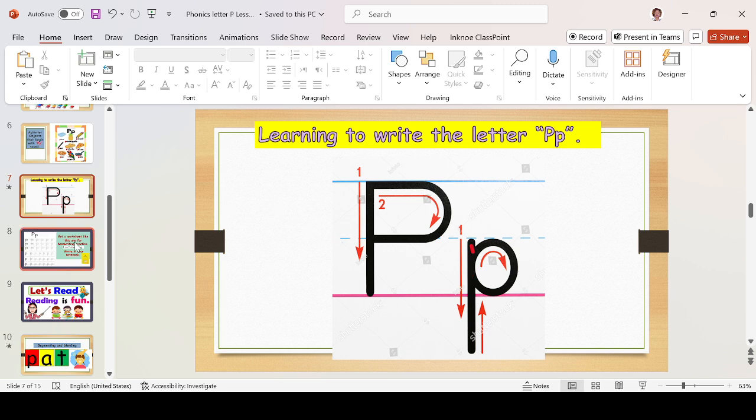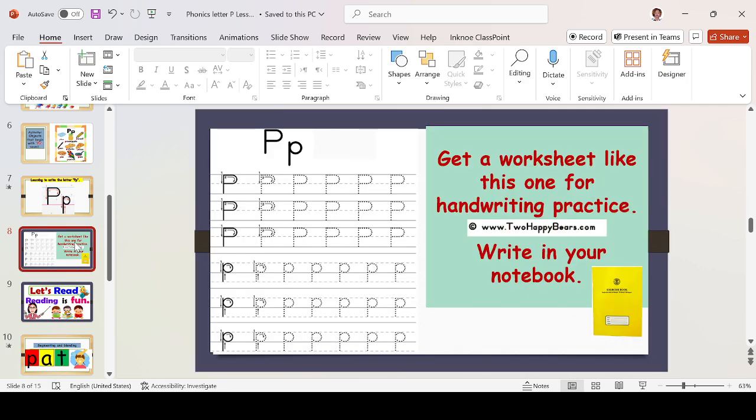Now you can take your worksheet. If you don't have a worksheet or a booklet with these letters to trace, you can check on this website www.2happybears.com. You get amazing worksheets for handwriting practice. So I want you to practice, pause the video and practice to write the letter P sound. Okay? So you can stop the video and practice to write. When you are done with the worksheet, you can take also your notebook like this one, and then you will start to write independently.